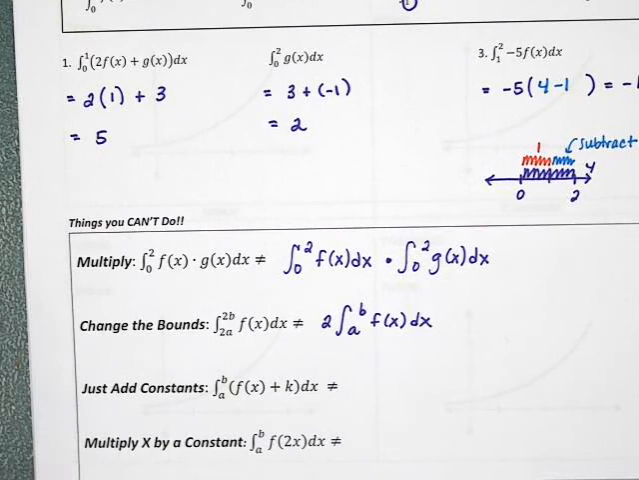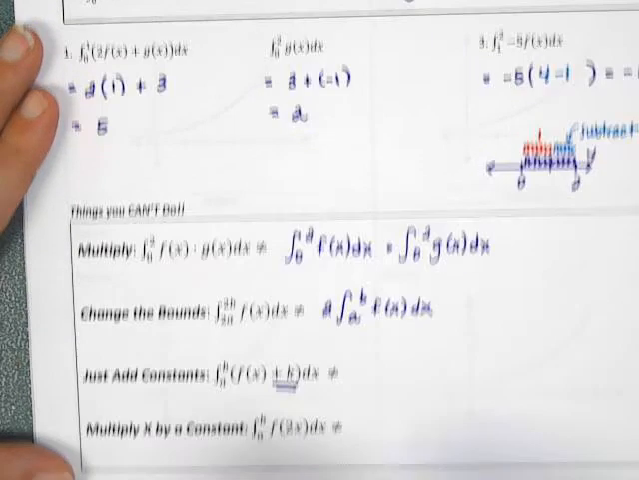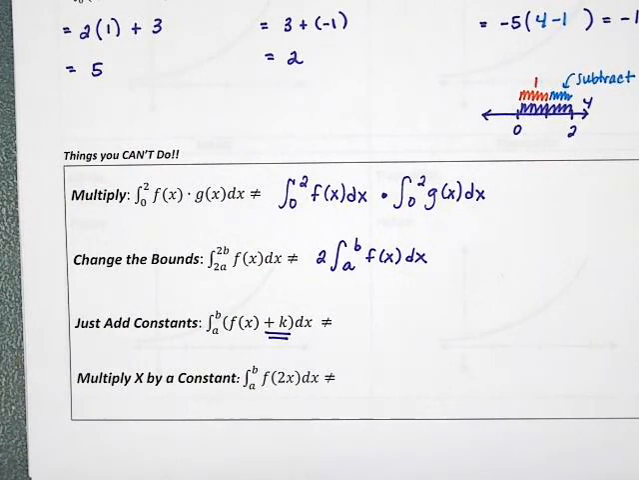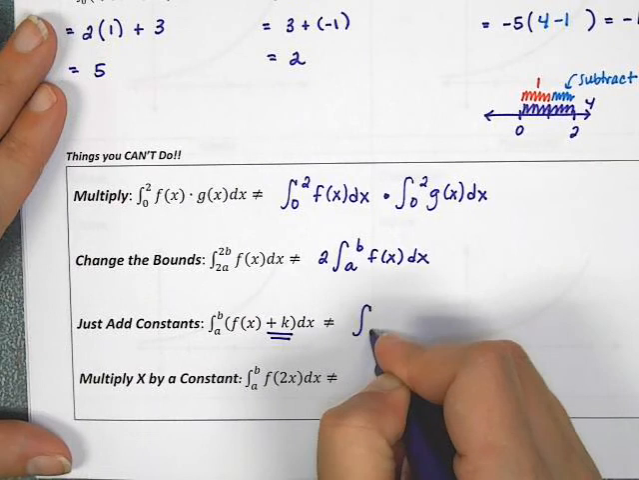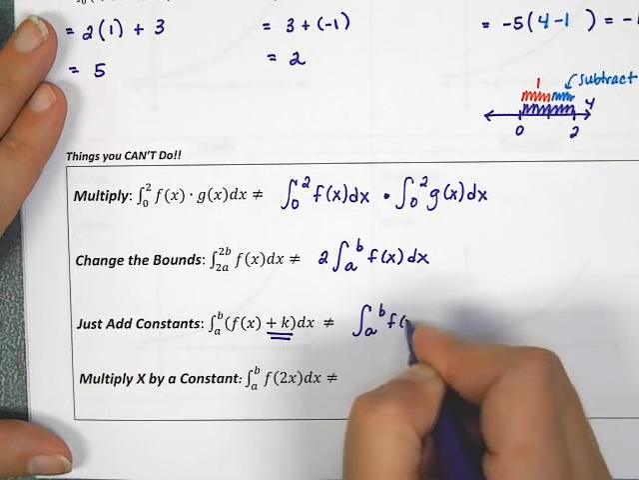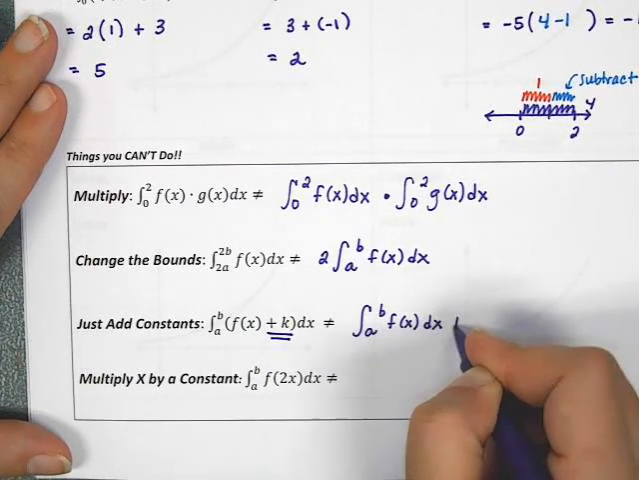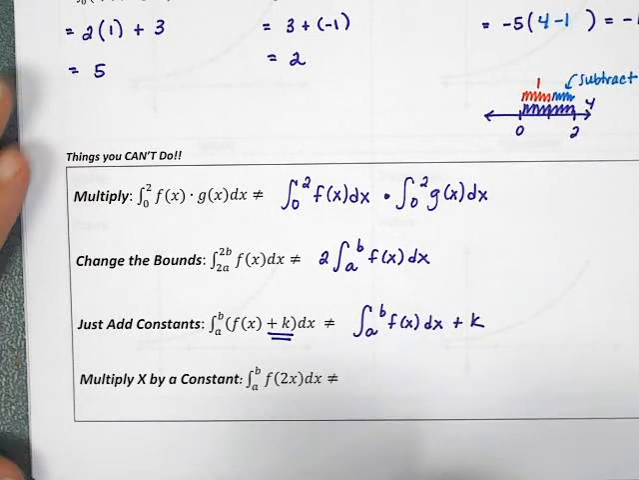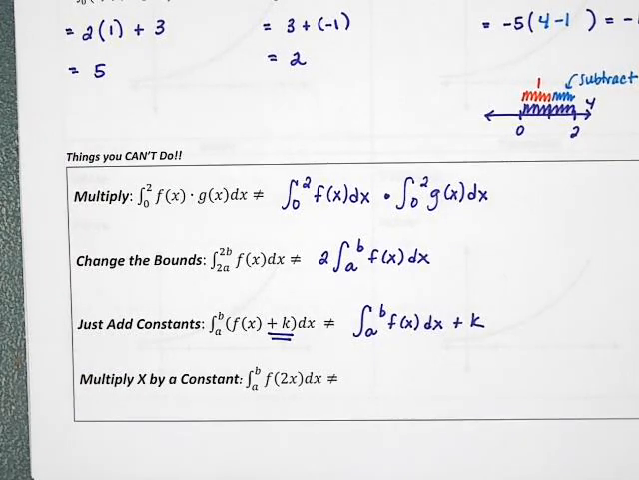You can't just add constants. We actually saw this in our investigation today. When we added a number to the end of a function, we created a rectangle. So this is not the same thing as just doing the integral from a to b and adding a number. We have to add a rectangle instead. We'll talk a little bit more about how to do that when we do some practice problems tomorrow.